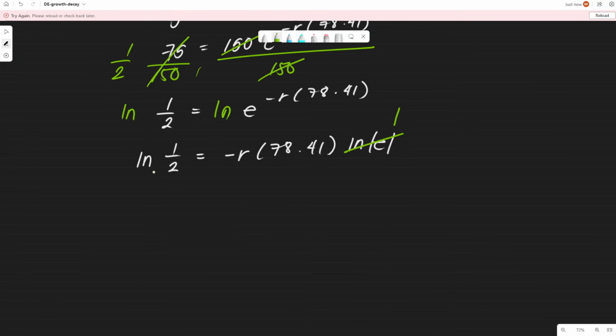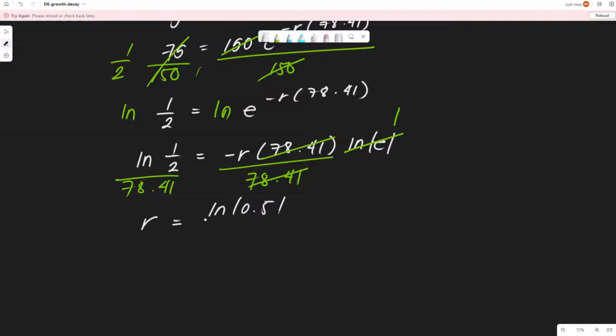So, therefore, our negative r is simply ln of 1/2, or ln of 0.5, over 78.41. So, let's use a calculator. What is the value of r? Let me bring out my calculator.